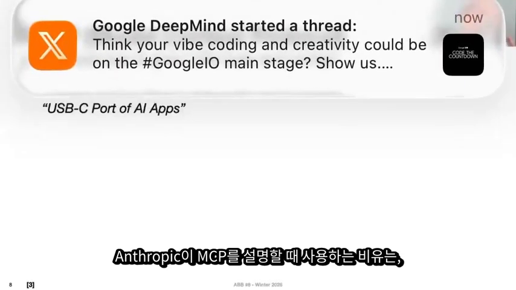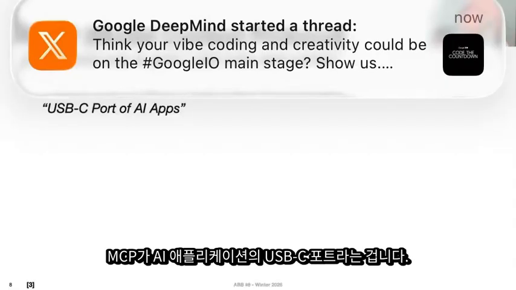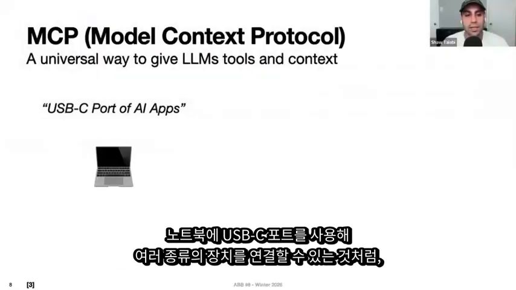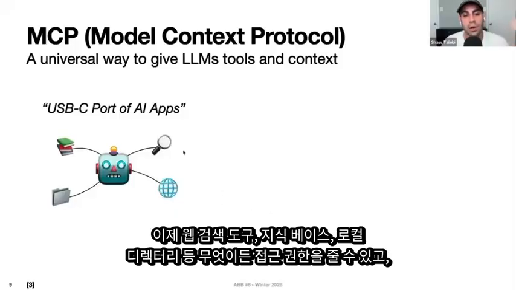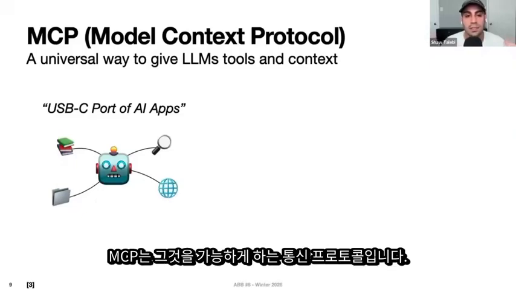The analogy that Anthropic uses for MCP is that it's the USB-C port of AI applications. Just like you have your laptop and you're able to connect to all different types of devices using a USB-C port, MCP does the same kind of thing, but for AI applications. Now you can give it access to a web search tool, you can give it access to some knowledge base, you can give it access to your local directory or whatever it is. And MCP is the communication protocol that allows that to happen.